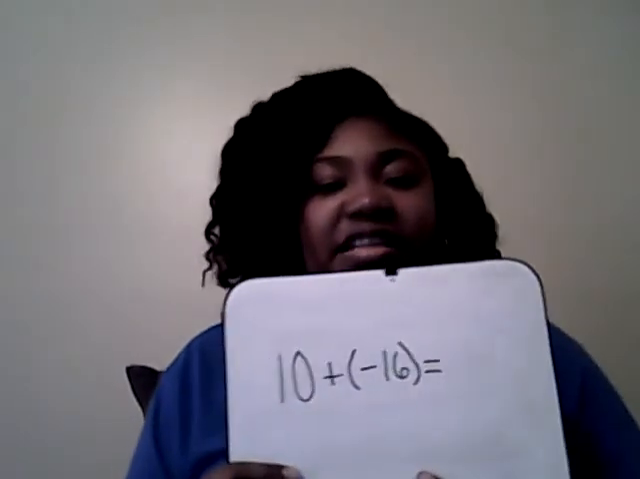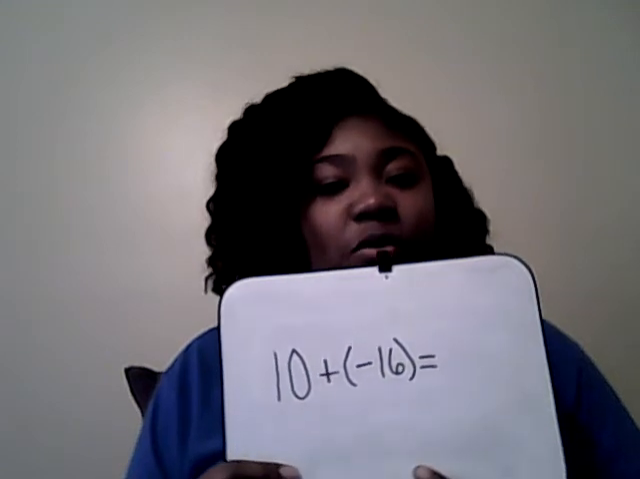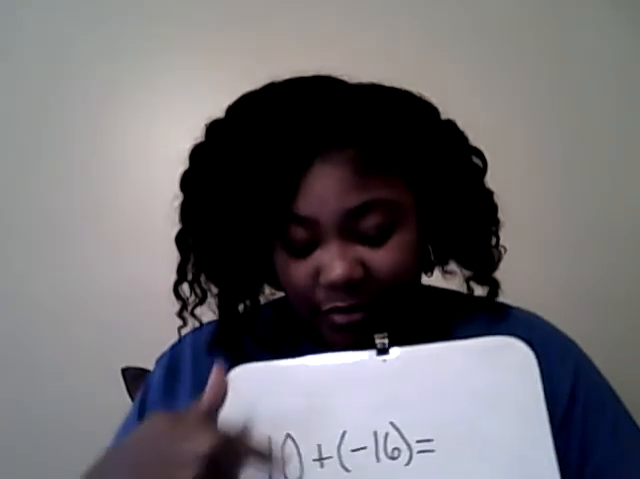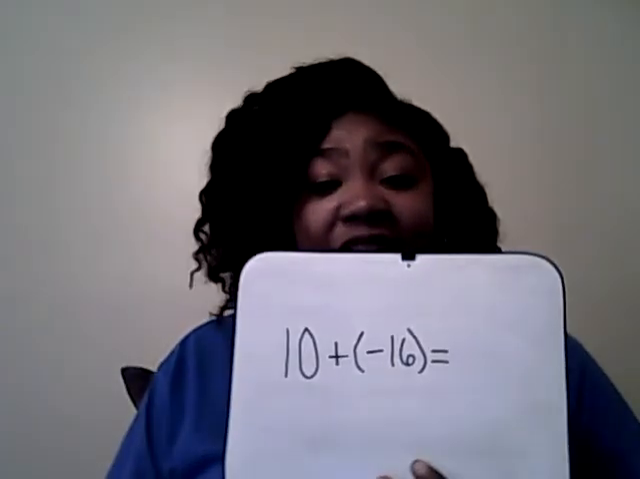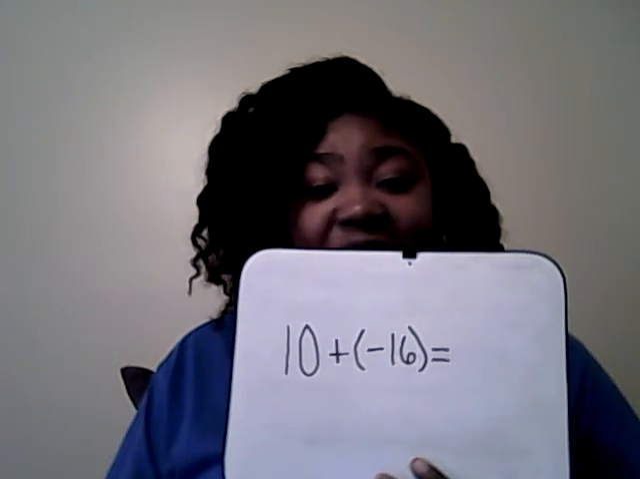10 plus -16. So we look at the larger number. What's the largest number? The largest number is 16, and 16 has a negative sign. So we know that whatever answer we get is going to be negative because our largest number has a negative sign.